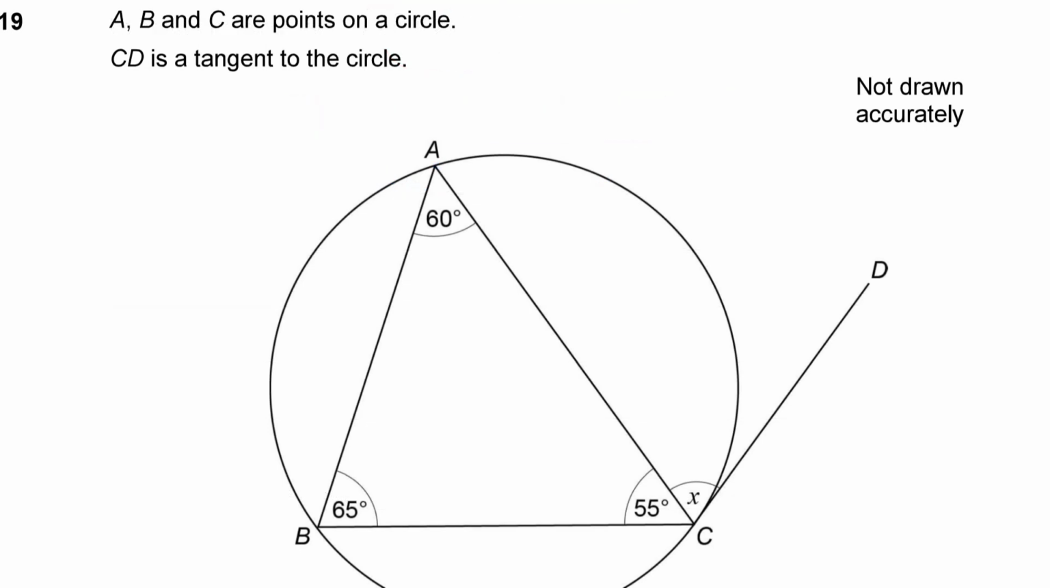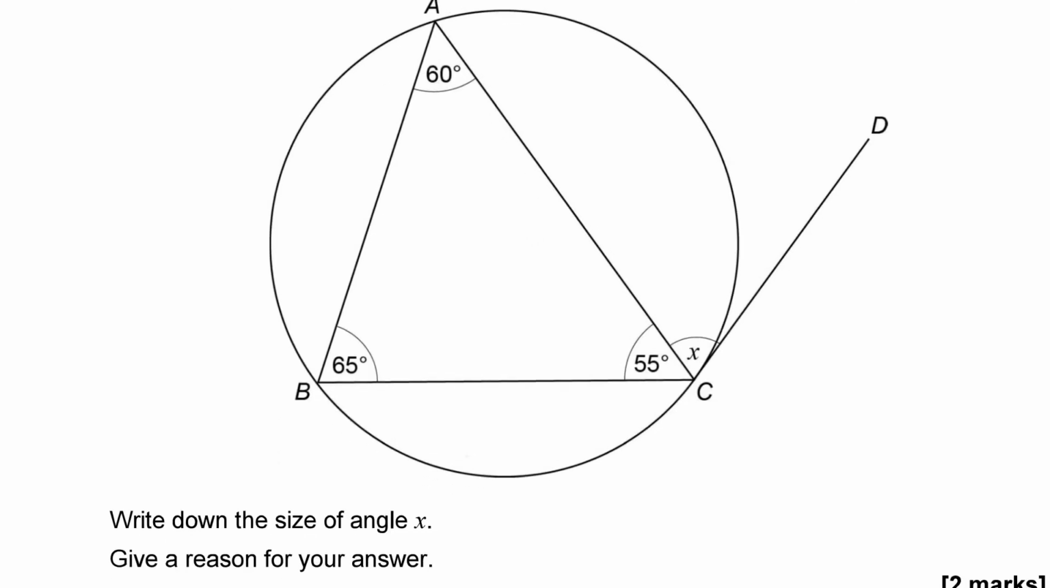Okay, on to circle theorems. A, B, and C are points on a circle. CD is a tangent to the circle. And we need to write down the size of angle X and give a reason for our answer. Okay, so here's angle X. It's the angle between the tangent and the chord AC.